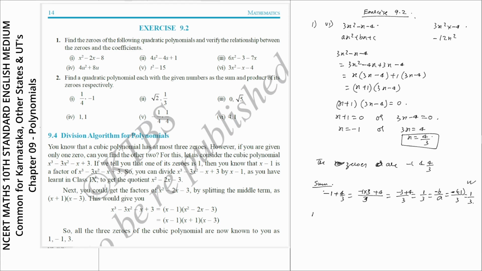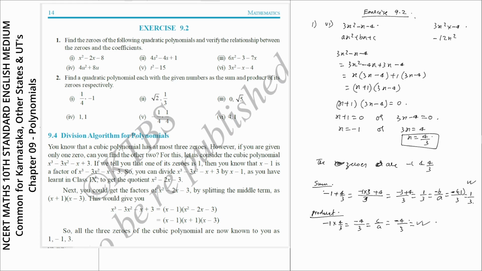Now I'll check the product. So minus 1 into 4 by 3. So one 4s are 4. So minus 4 by 3. So this should be equal to c by a. What is c? C is minus 4. Okay, and a is 3. So it is satisfied. So minus 1 and 4 by 3.